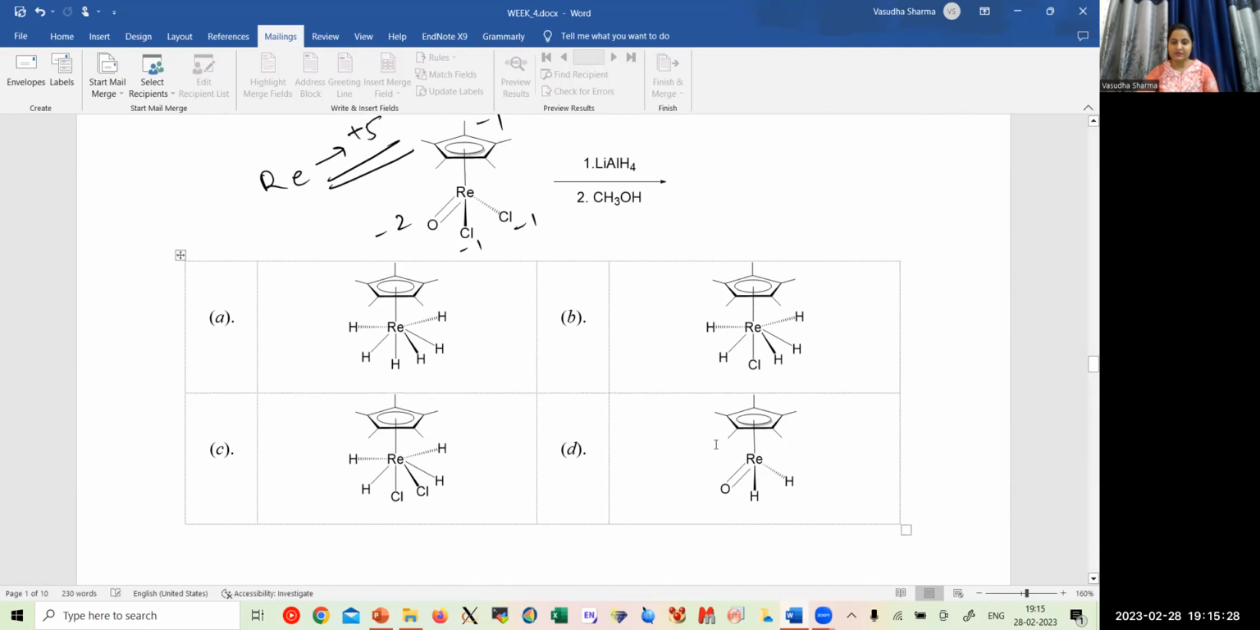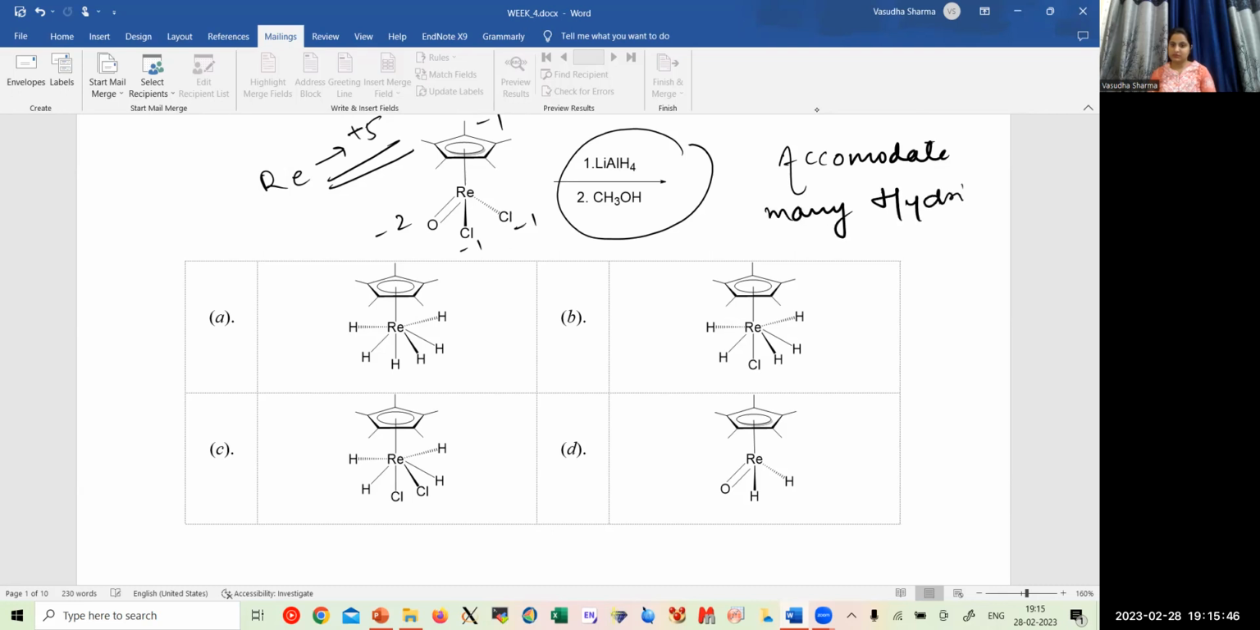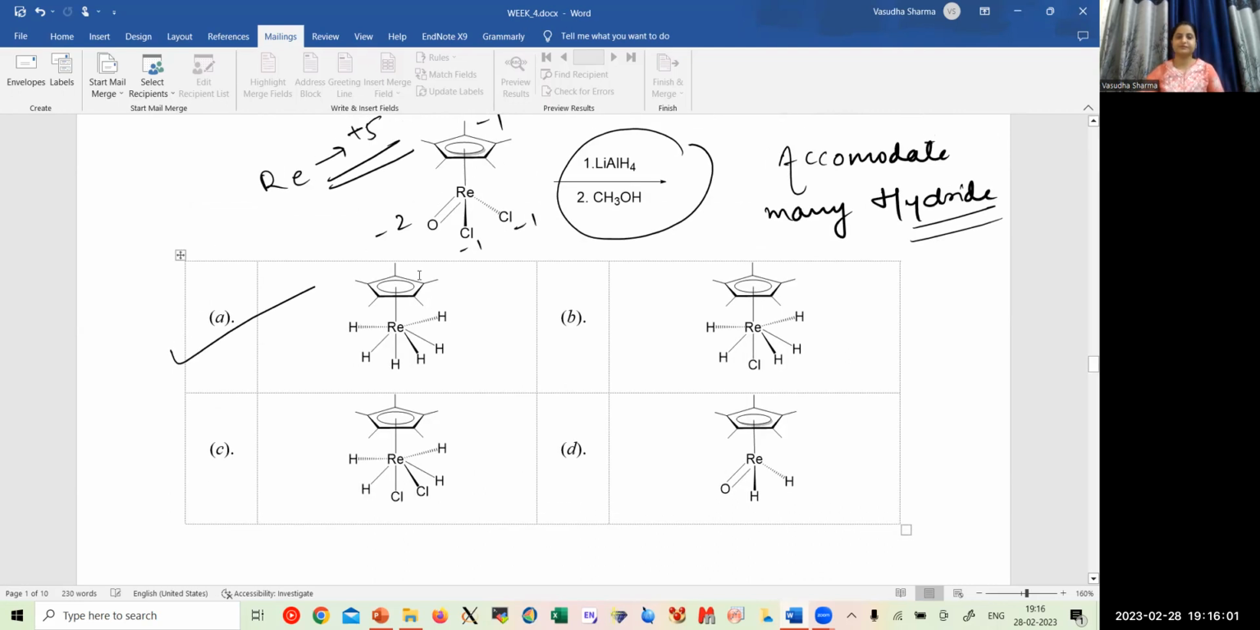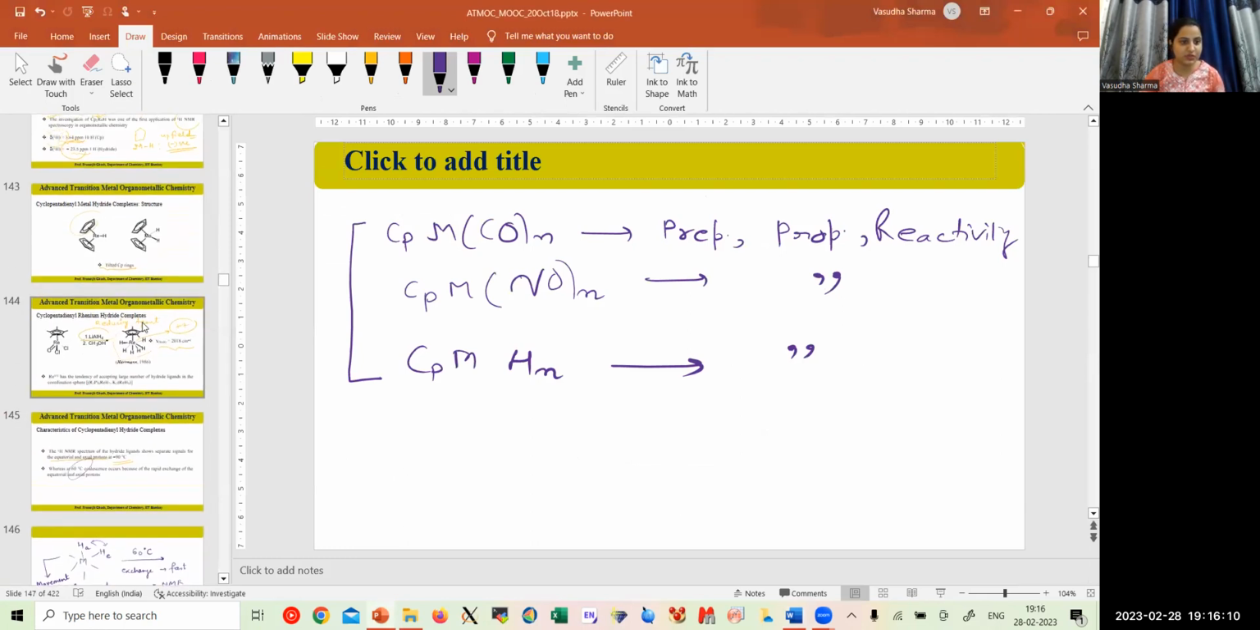So when we have these kind of reducing agents where it can accommodate many hydrides, it tends to form this rhenium hydride species without any doubt, where rhenium exists as +7 oxidation state. So here it gets stabilized in presence of this, which we have seen earlier also in the presentation which I was showing you.